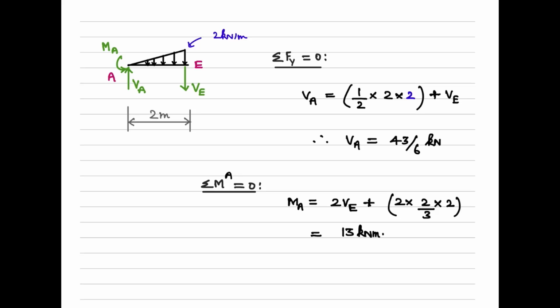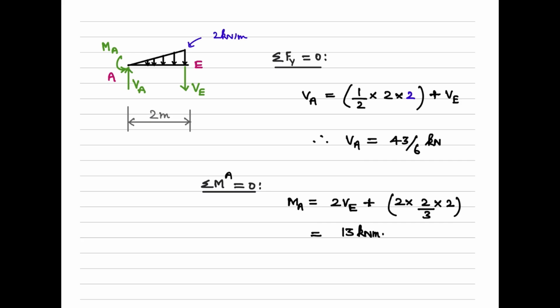So here, what are the forces acting upward? Only VA is acting upward, but we have two downward forces acting, such as VE and then this uniformly varying load. So VE plus half base into the intensity should be equated to the upward force VA, from which we get the value of VA as 43 by 6 kilonewton.